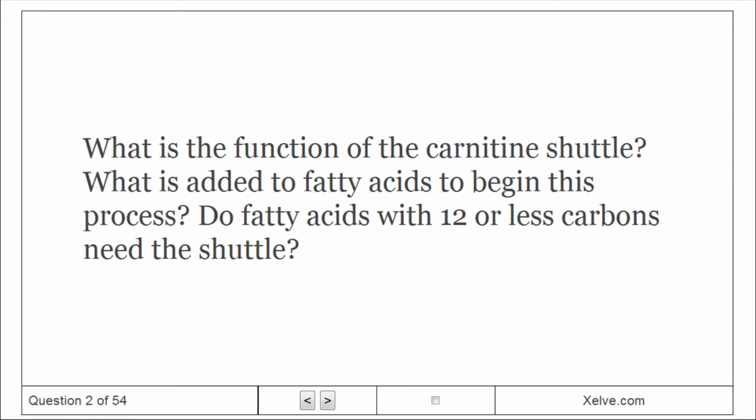What is the function of the carnitine shuttle? What is added to fatty acids to begin this process? Do fatty acids with 12 or fewer carbons need the shuttle?